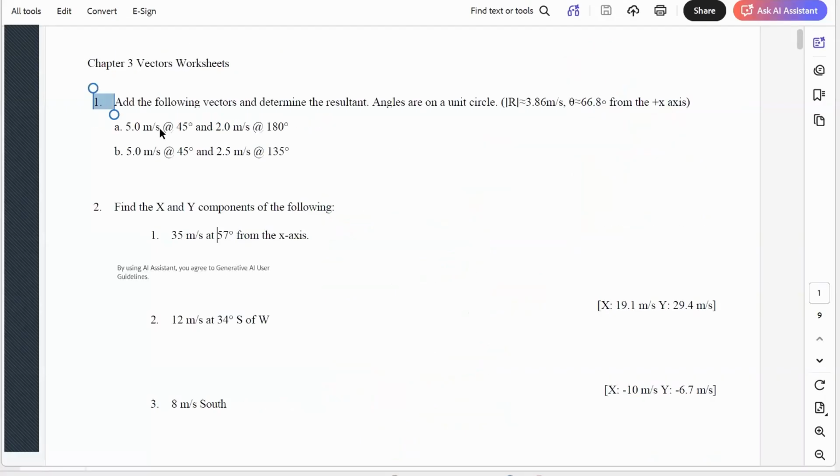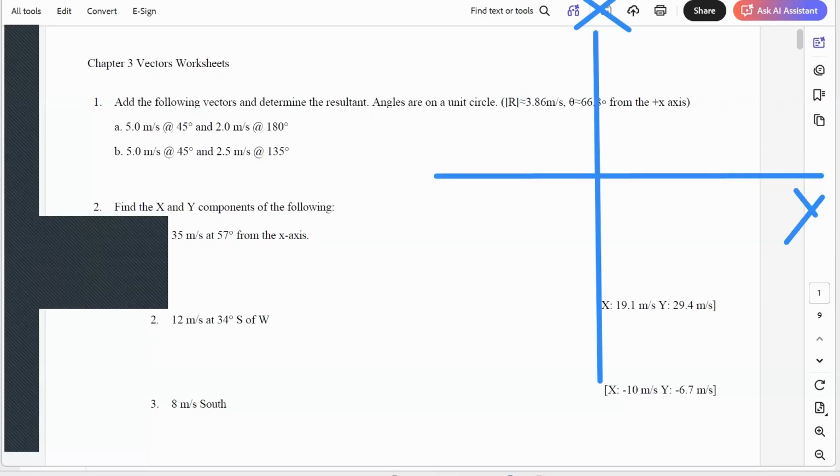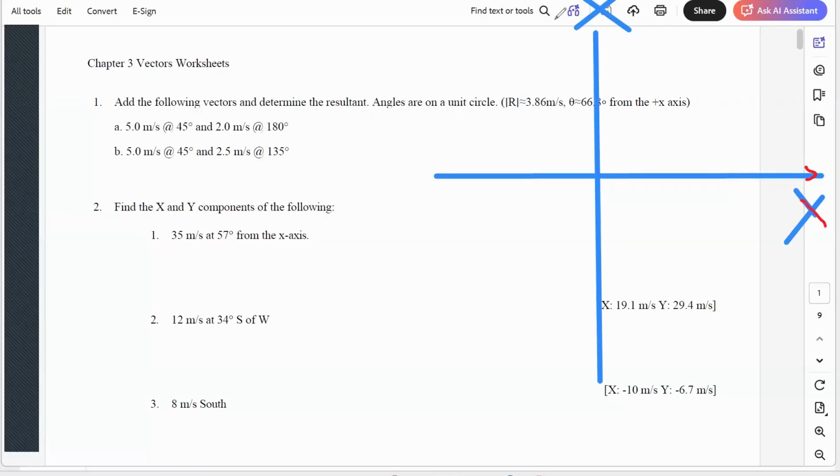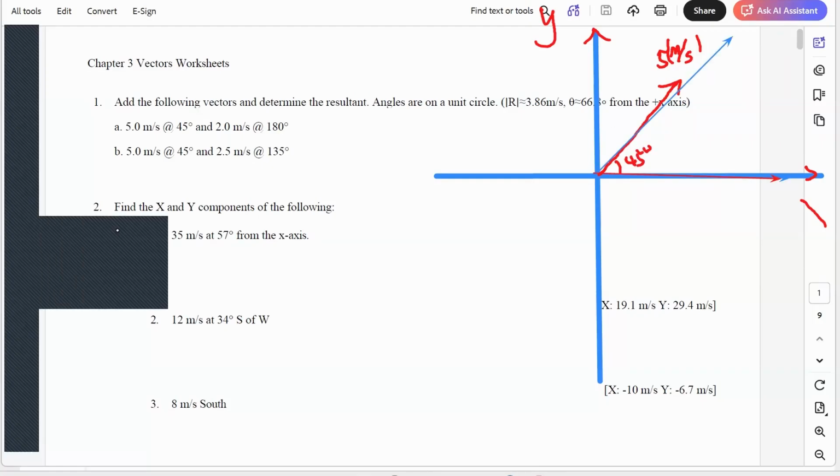29.4. Question 1a. Then you draw and you need to add the two vectors. These are x, right? These are y, right? Yeah. And then the first vector, 5 meters per second, at a 45-degree angle. And then 2 meters per second at 180 degrees. Where is it? 180 degrees. You draw in scale, right?